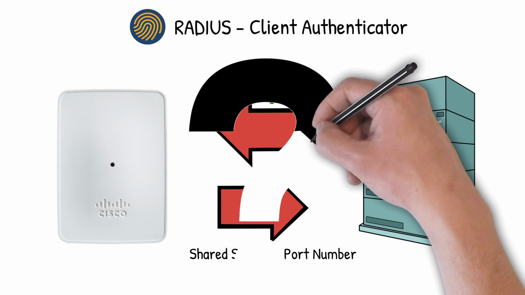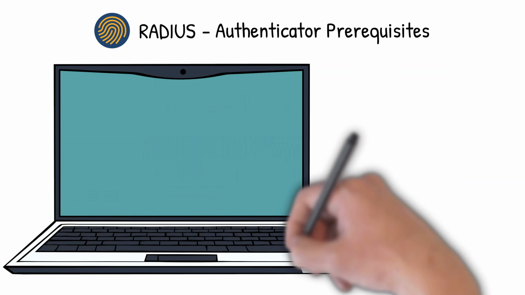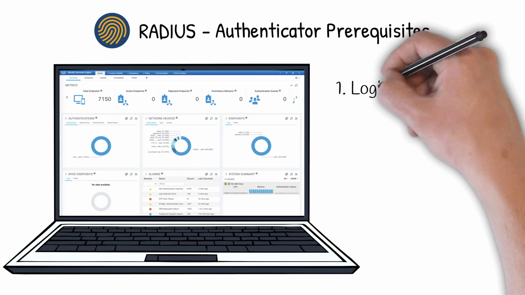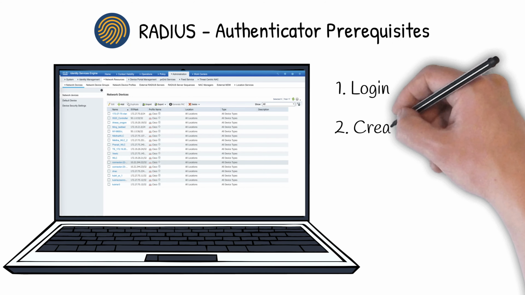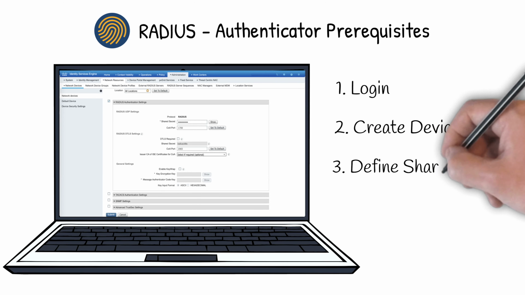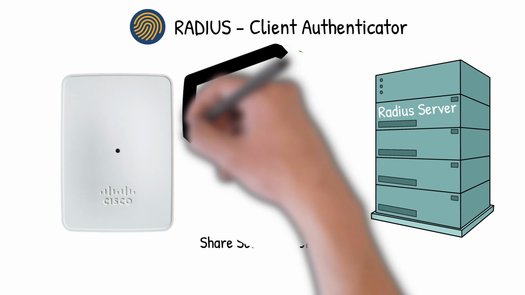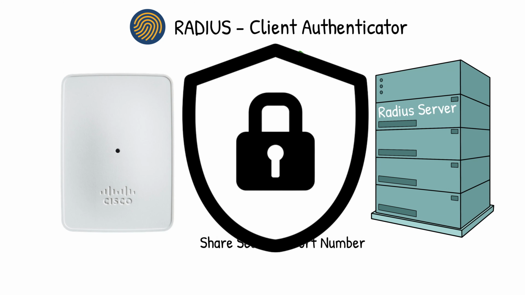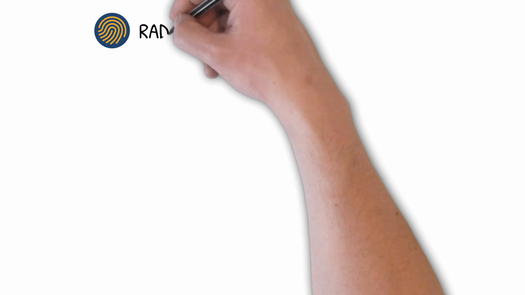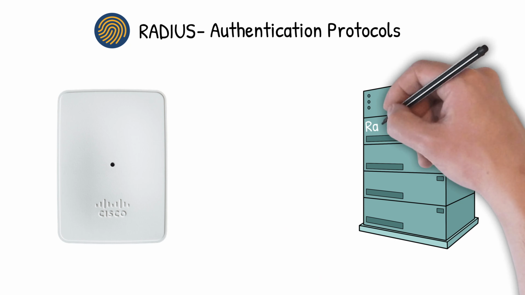For those of you who are not familiar with this process of authentication, the prerequisite to run this test is to log into your radius server, create a device entry with an IP address or range that includes your sensor's IP, then define a shared secret which will allow for a secure channel of communication between the authenticator device and the radius server. In addition to the shared secret and port number, Cisco DNA Assurance also allows a user to customize the radius protocol used for authentication.